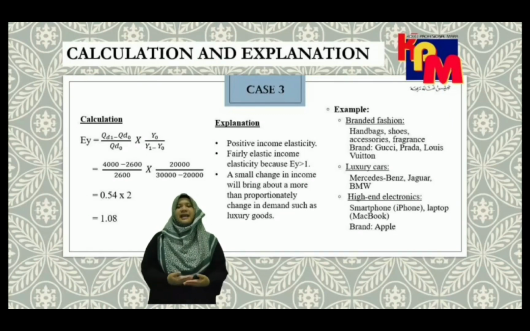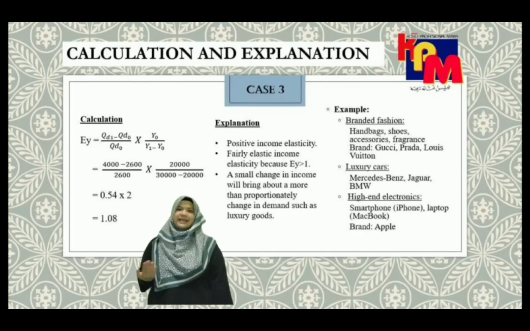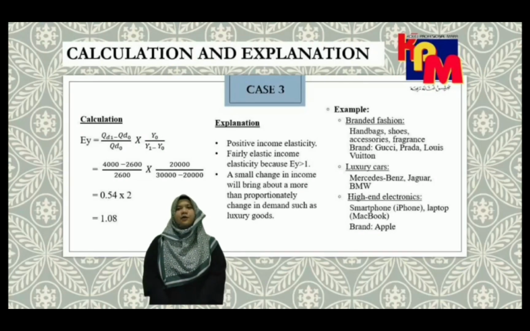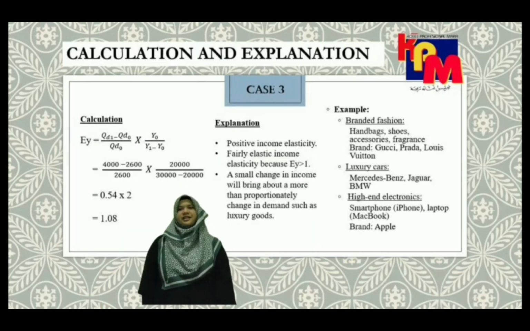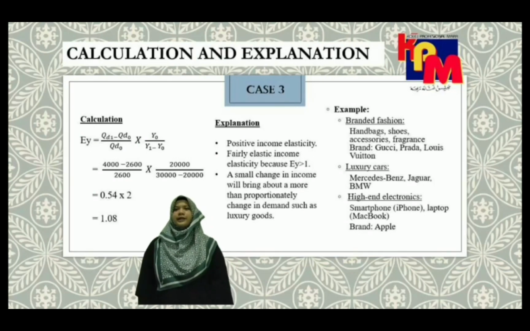And then we will get 0.54 times 2. And the final answer is 1.08. The explanation is the type of goods is positive income elasticity. It is fairly elastic income elasticity because the answer is greater than 1. A small change in income will bring about a more than proportionate change in demand, such as luxury goods.